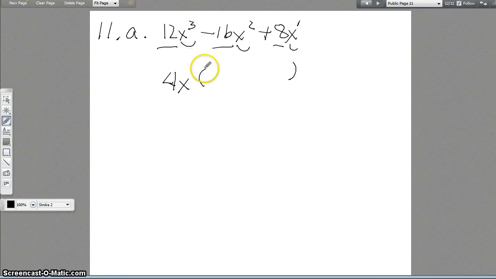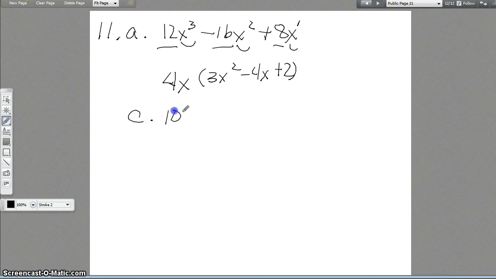4x times what makes 12x cubed? That would be 3x squared. 4x times what is negative 16x squared? That would be negative 4x. And 4x times what equals a positive 8x? That would be plus 2. So 4x times 3x squared minus 4x plus 2 is how we factor out number 11, part A. I'll do one more part for you.